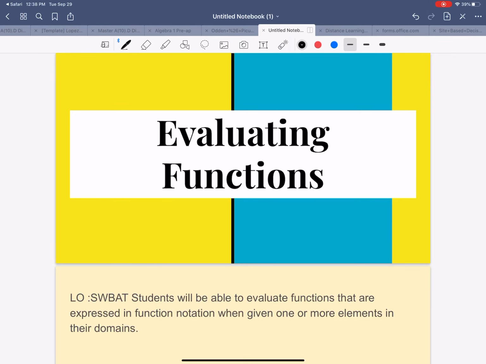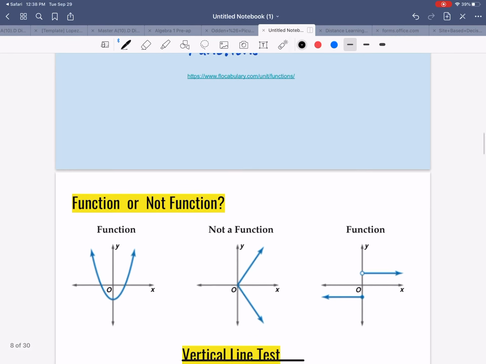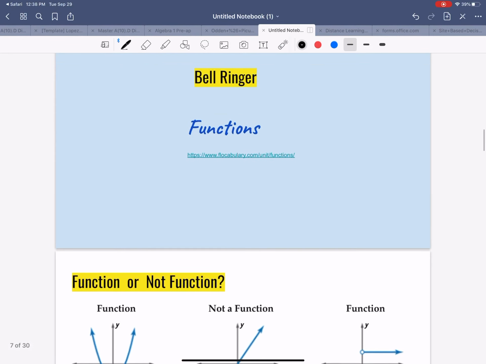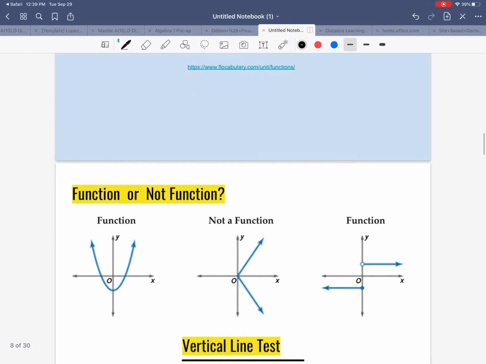So today we're going to be evaluating functions. Here's your LO and your DOL. The TEK we're working on today is to evaluate functions expressed in function notation given one or more elements in their domains. We're going to start off first by identifying what is a function. When you're going through the slides, make sure you click on this video. It's going to be a little rap about functions.